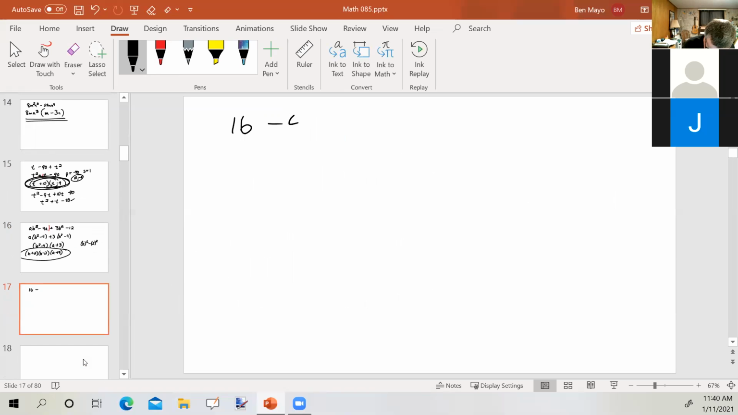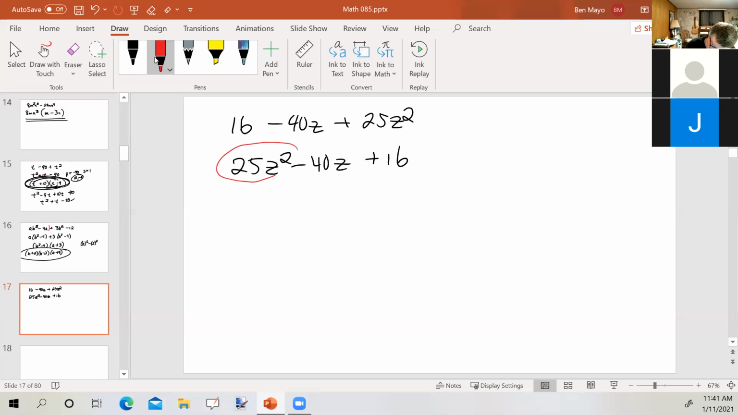16 minus 40z plus 25z squared. This is a trinomial, so standard form is important. 25z squared minus 40z plus 16. There's no greatest common factor. The leading coefficient is not a 1, but better yet, it looks like it might be a perfect square. The leading term is a perfect square, the last term is a perfect square, and there's a plus sign.